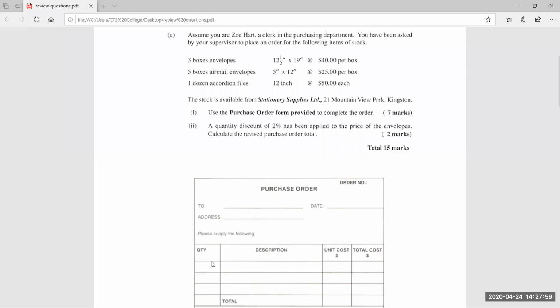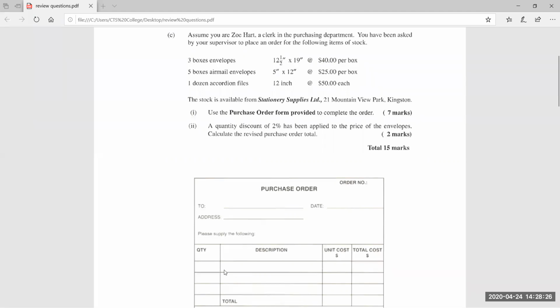What goes in quantity? Let's look at the first one. The quantity is how much for the first item? Which number here represents quantity? The numbers like 3 boxes, 5 boxes. Good. So in quantity for the first one, you'll just have quantity 3. So 3, and the description would be 3 boxes.